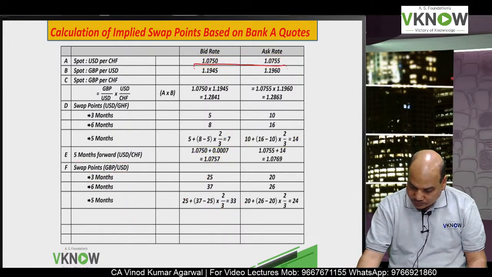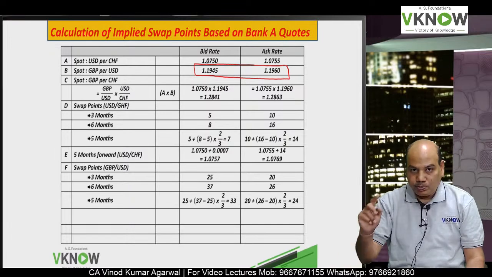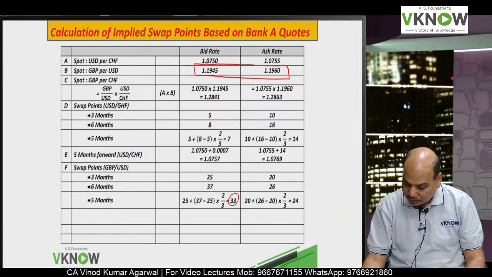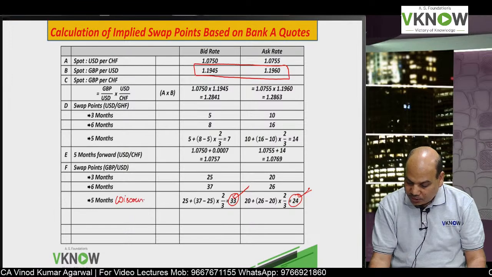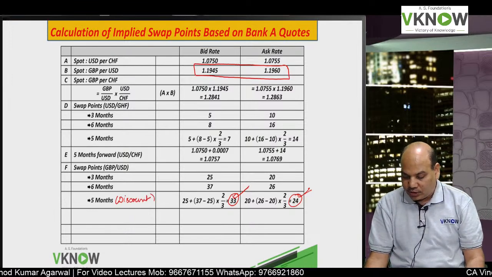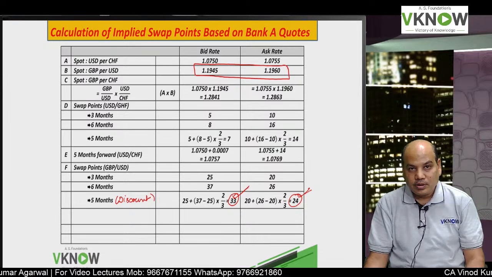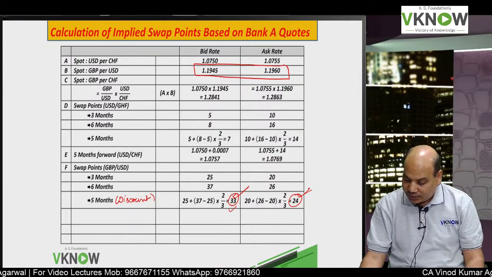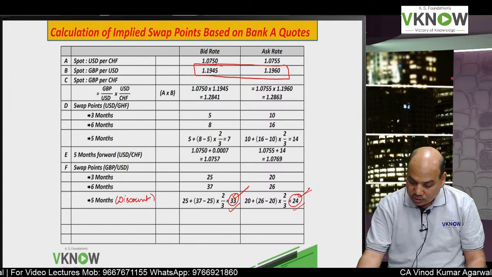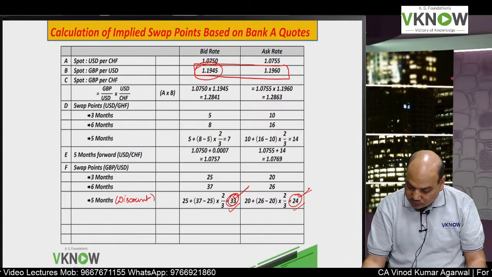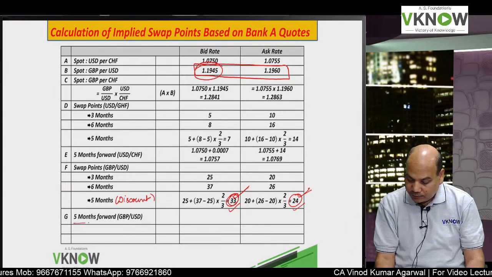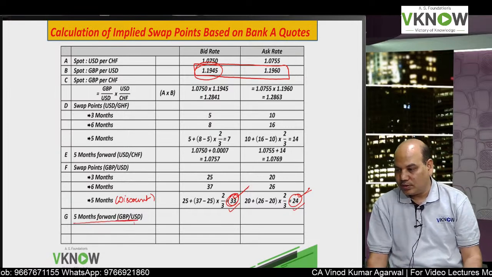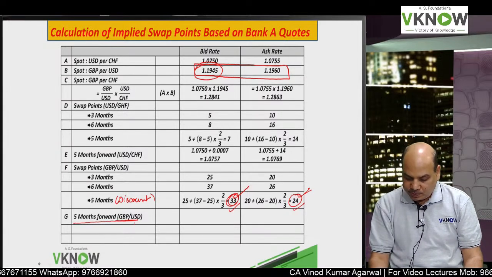Now wait. This is the GBP per USD spot rate. Look at this 33 and 24. It means GBP per USD is at a discount because it is in decreasing order. So what you will do? Take spot rate minus discount. That will give you the 5-month forward GBP per USD.